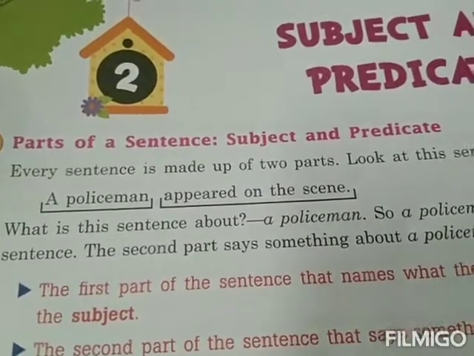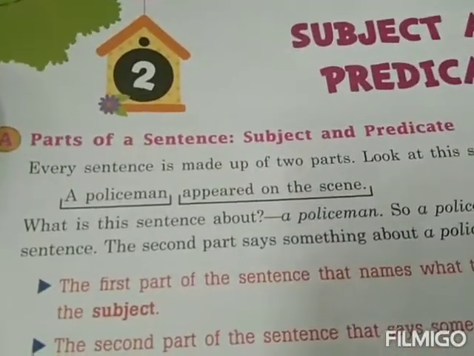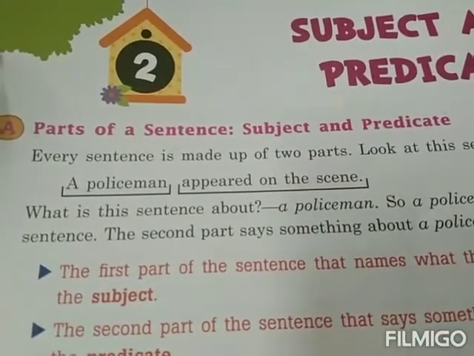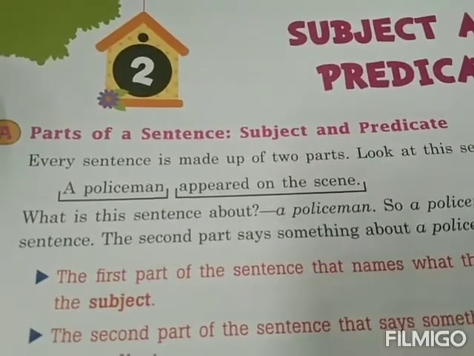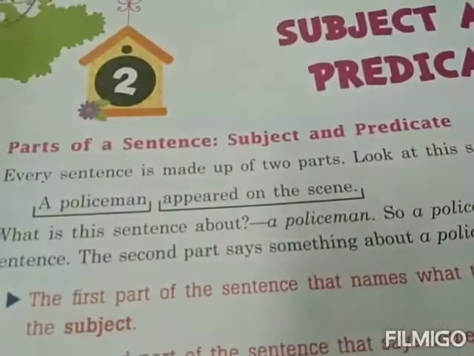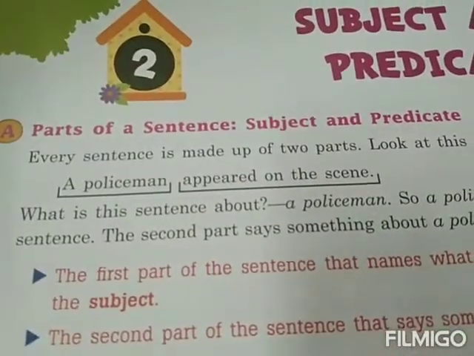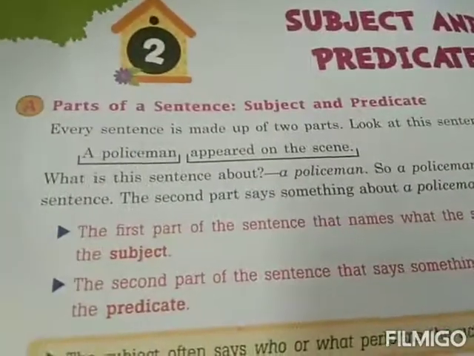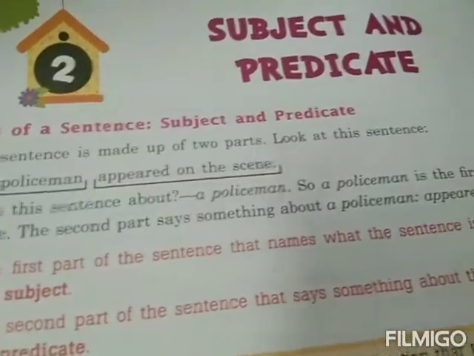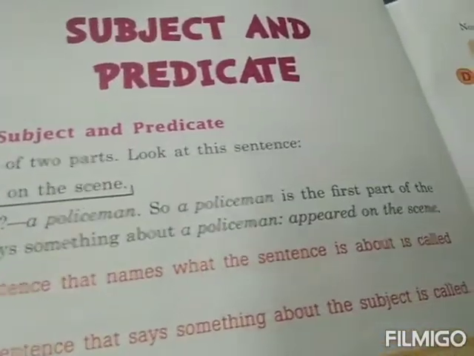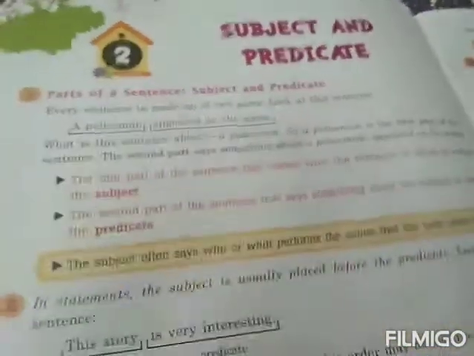Every sentence is made up of two parts. Look at this sentence. A policeman appeared on the scene. Here in the sentence, we are giving information about the policeman, what he is doing, and additional information about the policeman is given in the sentence. What is this sentence about? A policeman. So a policeman is the first part of the sentence. The second part says something about the policeman: appeared on the scene. The first part of the sentence that names what the sentence is about is called the subject. Now underline this.